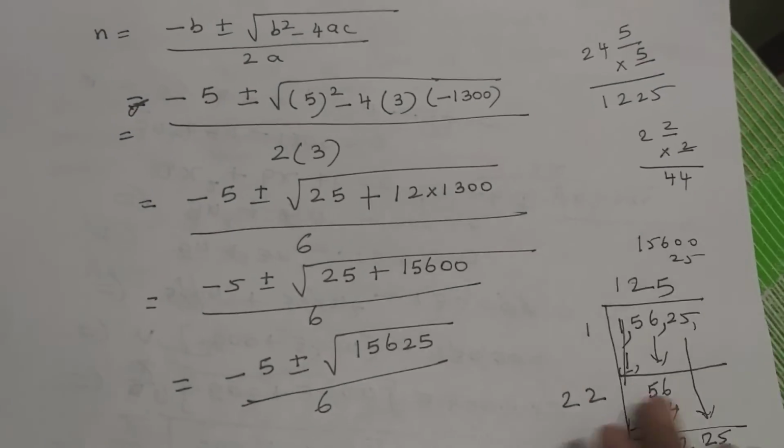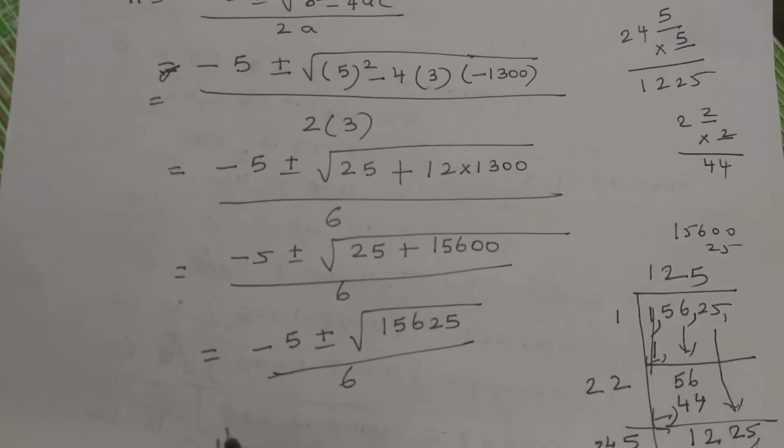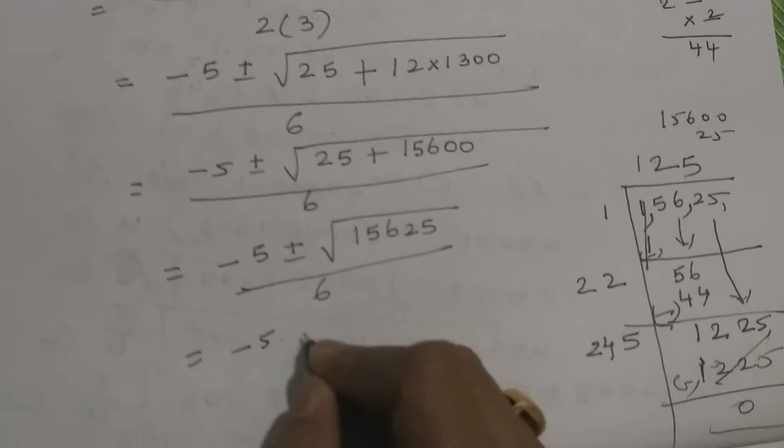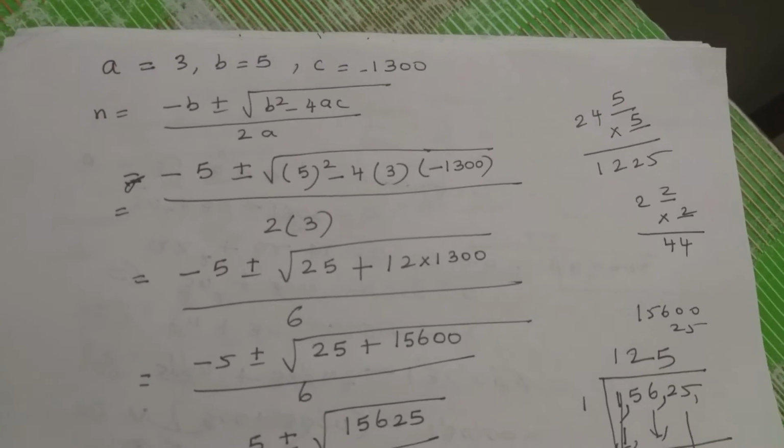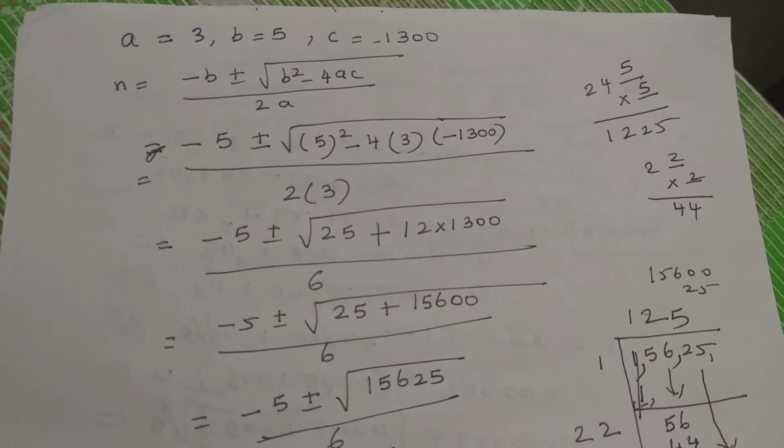So it's going correctly. The square root of 15,625 is 125. So the expression is minus 5 plus or minus 125, by 6. Remove the square root because we finished finding the square root.